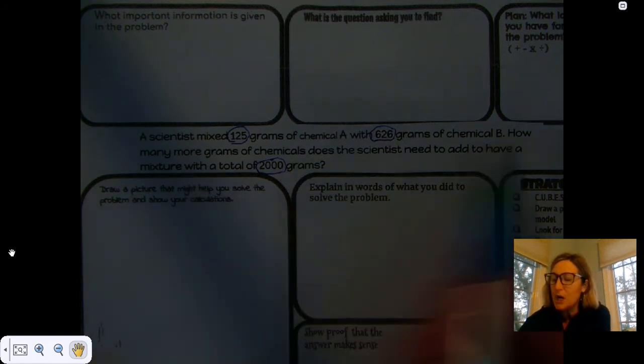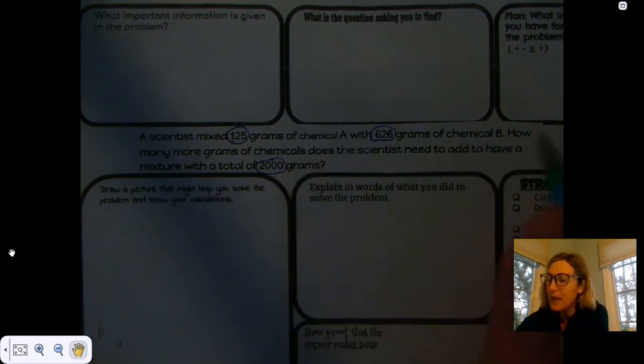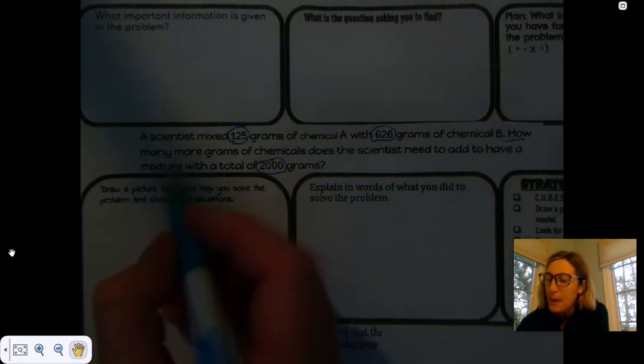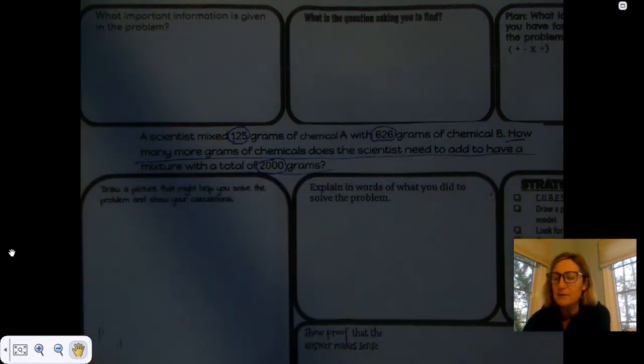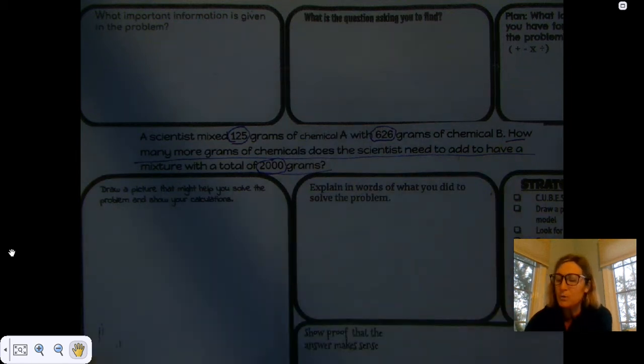Now, underline the question. So let's make sure we underline the question. Here we go. How many more grams of chemicals do the scientists need to add to have a mixture with a total of 2,000 grams? So we've done our C, we've circled, and we've underlined our question.